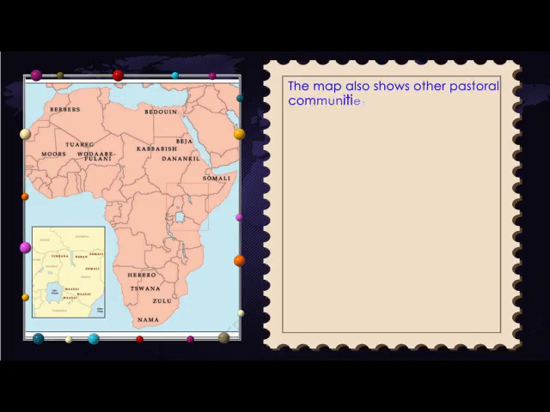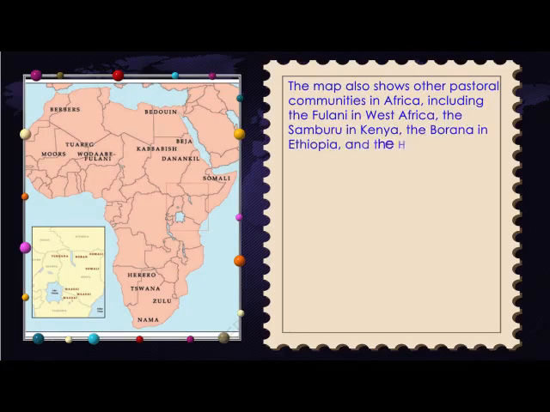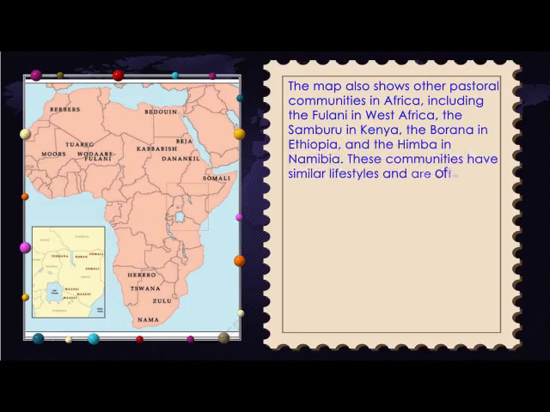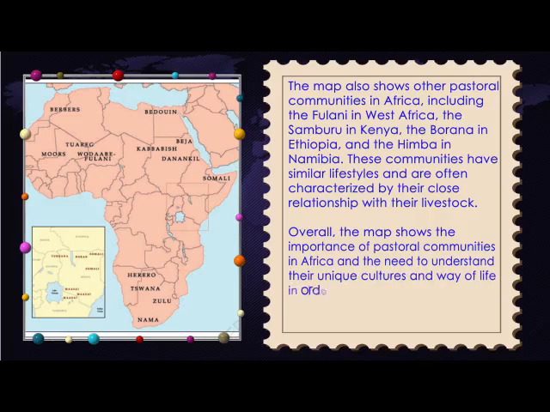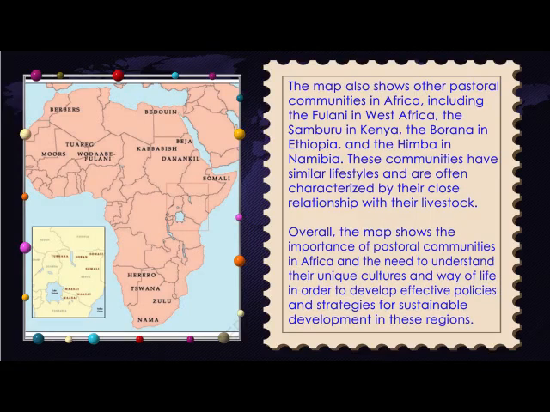The map also shows other pastoral communities in Africa, including the Fulani in West Africa, the Samburu in Kenya, the Borana in Ethiopia, and the Himba in Namibia. These communities have similar lifestyles and are often characterized by their close relationship with their livestock. Overall, the map shows the importance of pastoral communities in Africa and the need to understand their unique cultures and way of life in order to develop effective policies and strategies for sustainable development in these regions.